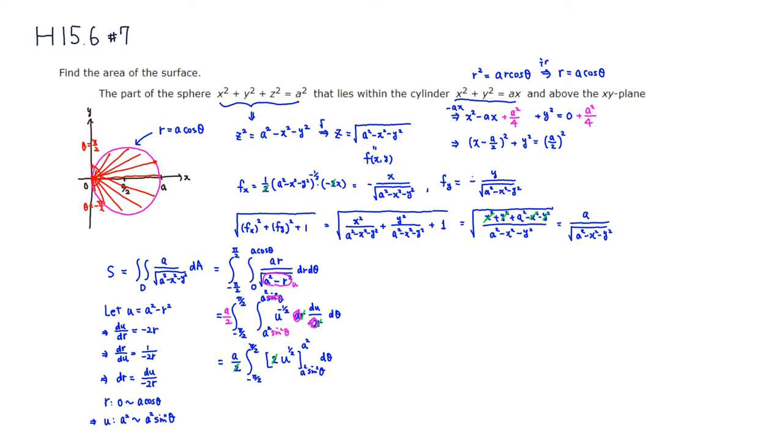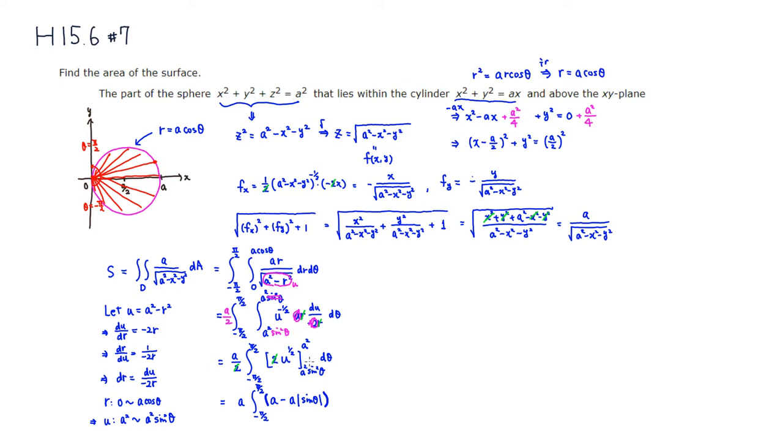Then we plug in. So a is still out there. Integral from negative pi over 2 to positive pi over 2. Plug in a squared here, so you're going to have the square root of a squared, which is just a, minus, plug in a squared sine squared, so you're going to have a here, and a is positive. But here you have sine squared, so this is actually the absolute value of sine of theta, because sine could be negative. So we have that.